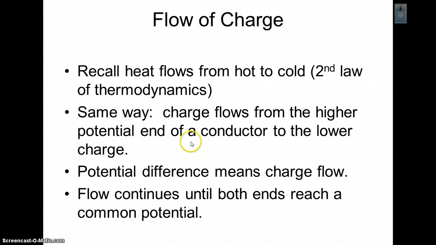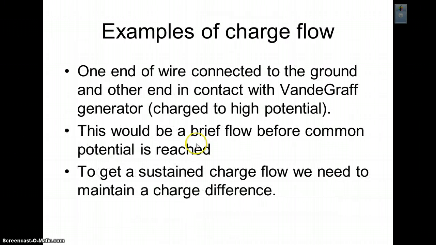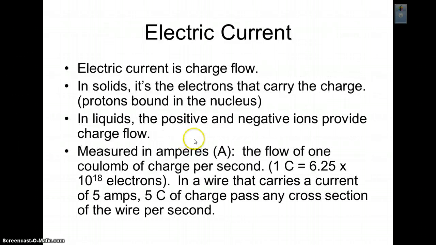We'll have to talk about resistance too, because we don't want that flow to be quickly done and then we have no power. We do want it to go slowly. So we'll talk about resistance here. If we had one end of a wire connected to the ground and the other to a Van de Graaff generator, for instance, we'd have this high potential energy that could be flowing. There would be a brief flow and common potential would be reached. So to get a sustained charge flow, we need to maintain a charge difference.